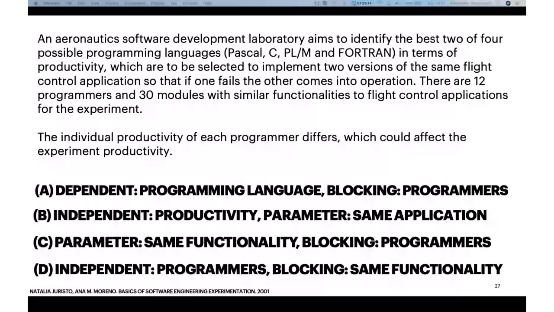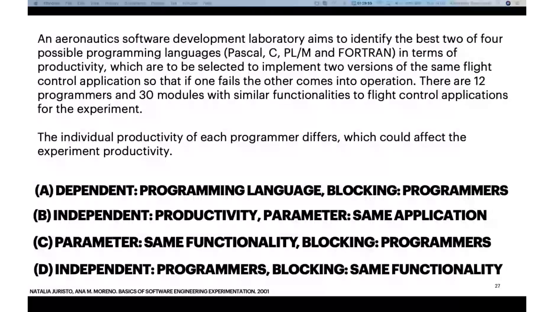So what do we know about the programmers? The only thing we know about the programmers is that there are 12 of them. There is no indication that those programmers are all interchangeable. So there is no indication that they all have the same level of experience or the same training or the same whatever. They are what they are. We cannot focus on developers having a specific level of expertise, specific training, specific experience. They are what they are. This means that this is an example of undesired variation. So programmers are a blocking variable. And this is exactly option C.